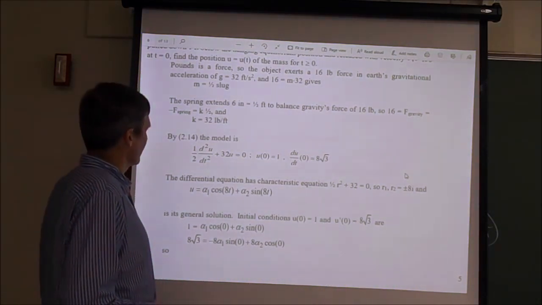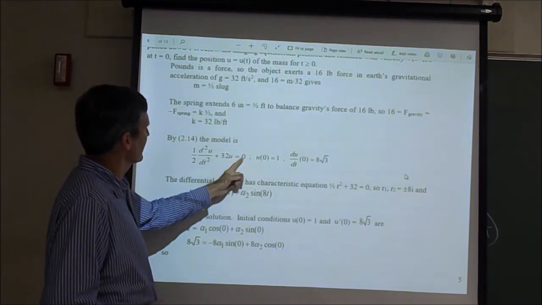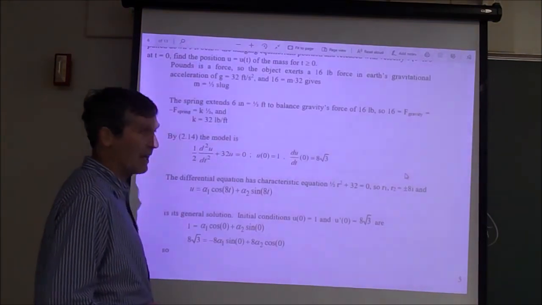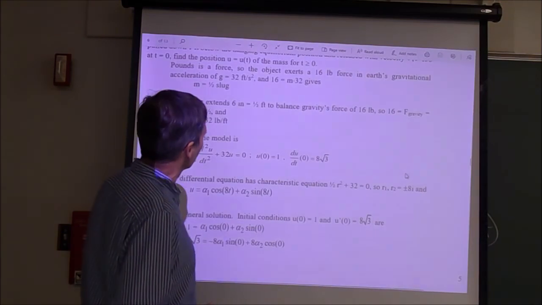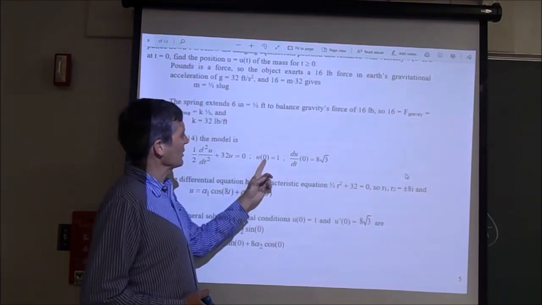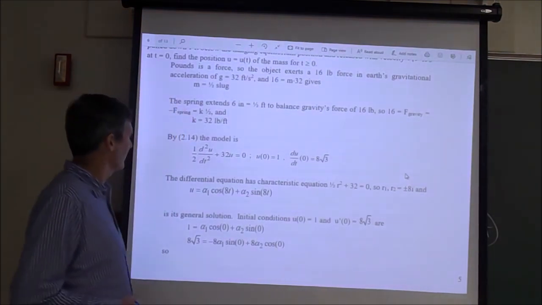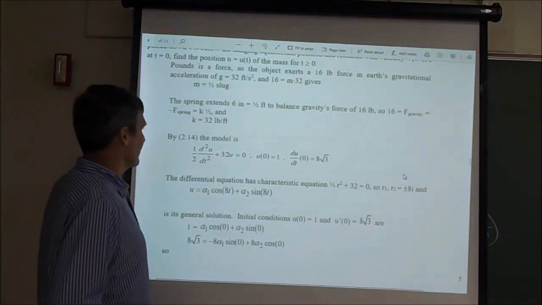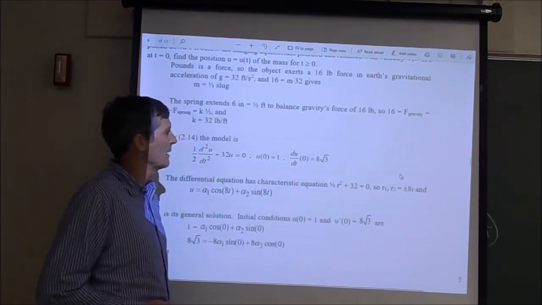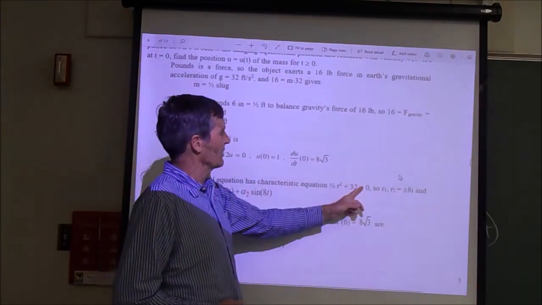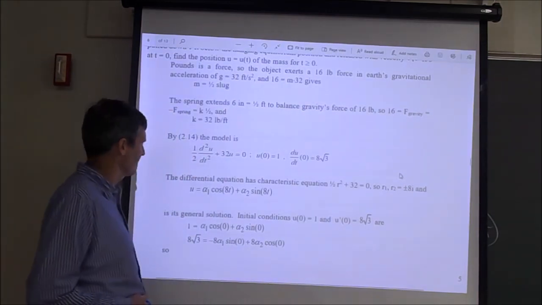All right, the model is therefore mass times d squared u dt squared plus k times u equals 0, where k is 32 and mass is 1/2. We figured that out by attaching the spring, hanging it, and seeing what happened. Now the initial position was 1 foot down, the initial velocity was 8 square root 3 feet per second downward. So we can solve this. The characteristic equation is 1/2 r squared plus 32 equals 0. So we get r squared equals minus 64, and r1 and r2 are plus or minus 8i, square root of 64 times i.